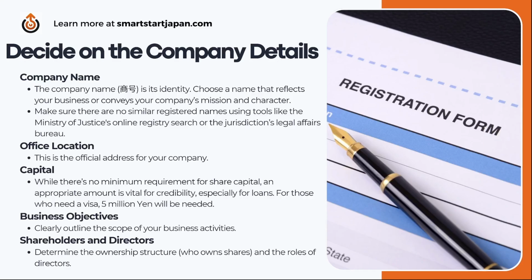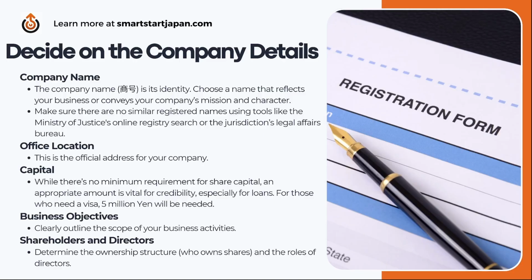Next, you'll need to decide on your office location. This is the official address of your company. It can be your home, a rental office, or even a virtual office. Choose the location carefully, as updating it later will require additional registration changes and fees. Next, we'll look at the capital. While there's no minimum required share capital to register a GK, it's important to choose an amount that reflects your business goal. If you're applying for a business manager visa, you'll need a minimum of 5 million yen for your capital. For other cases, a credible amount is essential, especially if you plan to seek loans or funding.